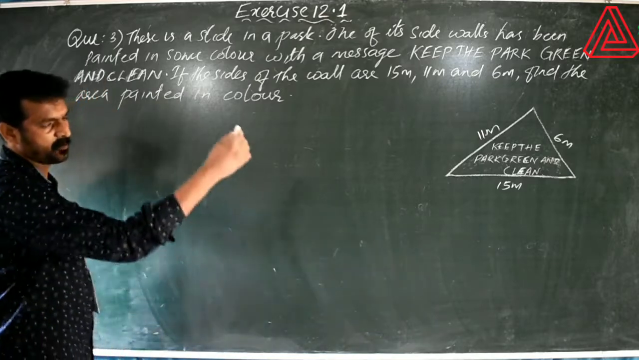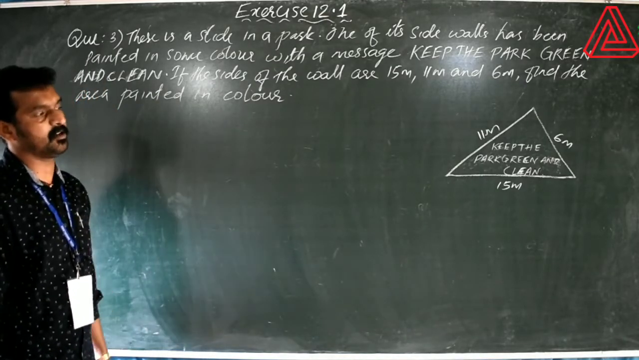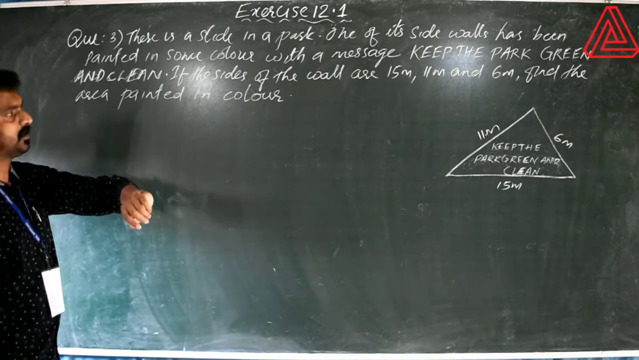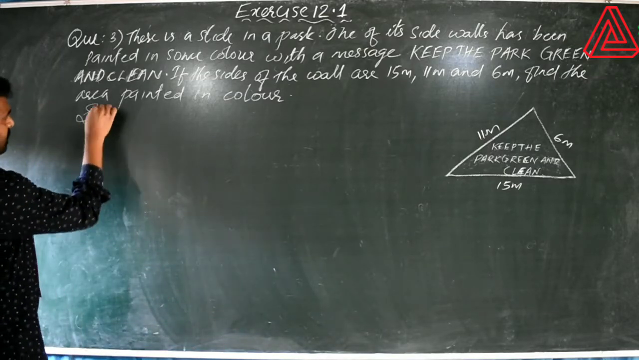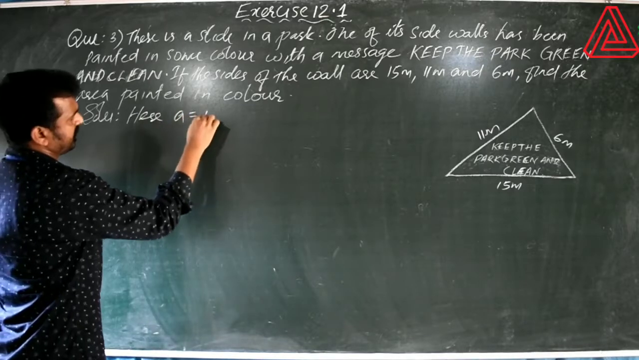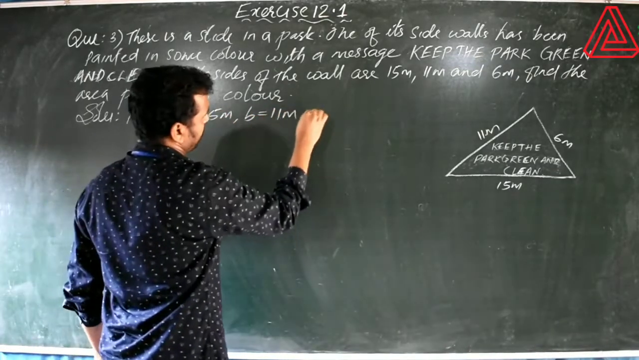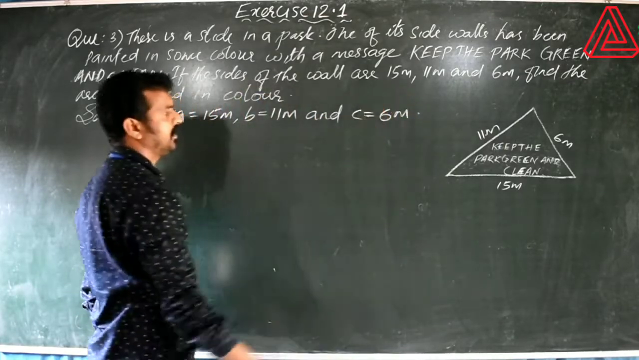So it is in the form of a triangle, and all the three sides are given there: 15 meter, 11 meter and 6 meter. So we have to find out the area of that region painted in color. First we will write here: A is equal to 15 meter, B is equal to 11 meter and C is equal to 6 meter.